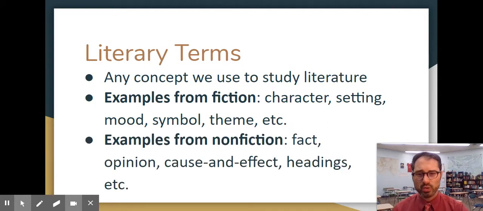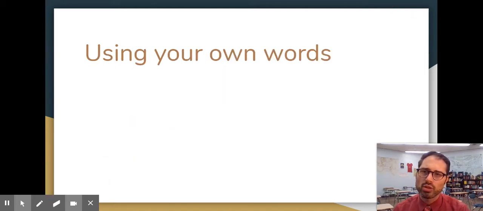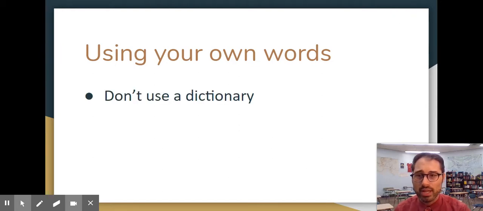If we're looking at nonfiction, we're looking at things like facts, opinions, cause and effect, headings, graphs, any of those words that we use when talking about nonfiction. We want to make sure you're using your own words. So once you've identified those words from the prompt, we're defining them in the sentence after the claim.